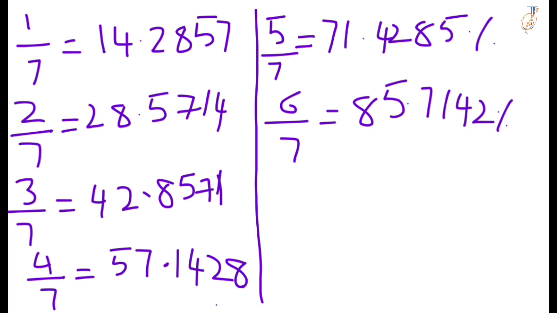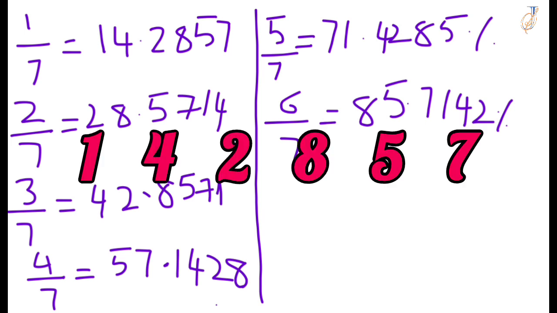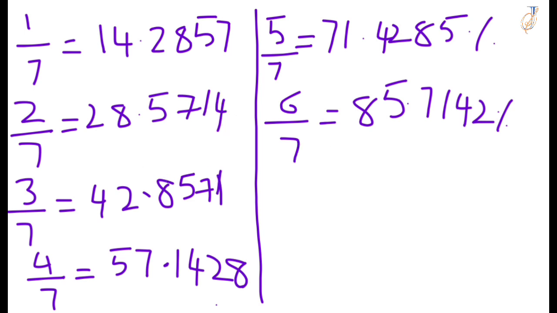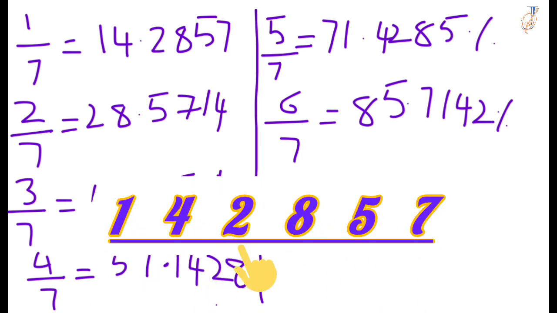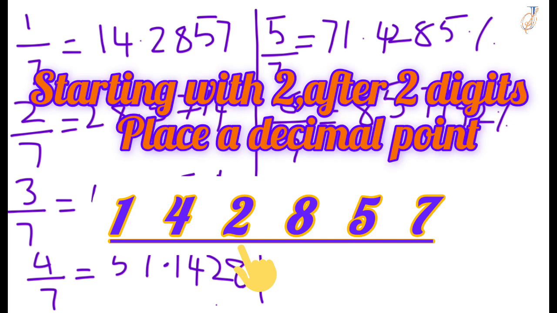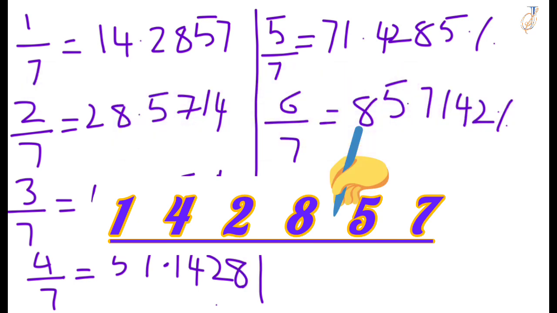Then how to write these values? Observe here, in the number 142857, the smallest number is 1. Starting with the smallest number, after two digits keep a decimal point. The number is 14.2857. So the 1 by 7 value is 14.2857. Now we'll see 2 by 7. After 1, the next highest number is 2. So starting with 2, after 2 digits keep a decimal point. Then you write the number 28.5714.